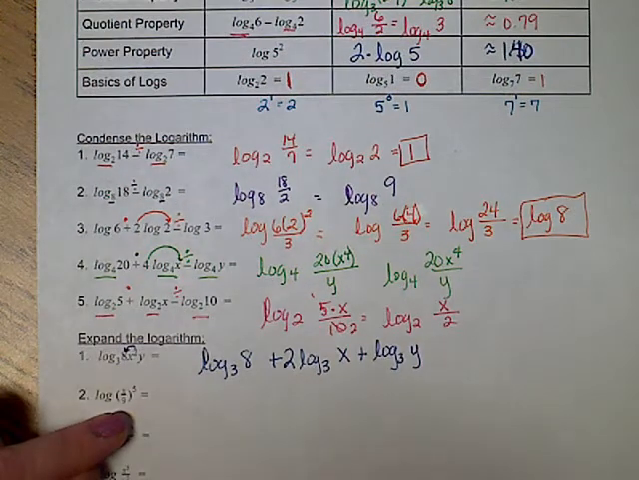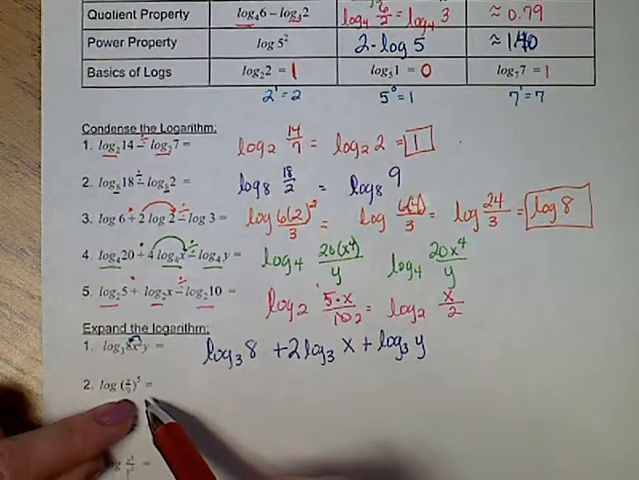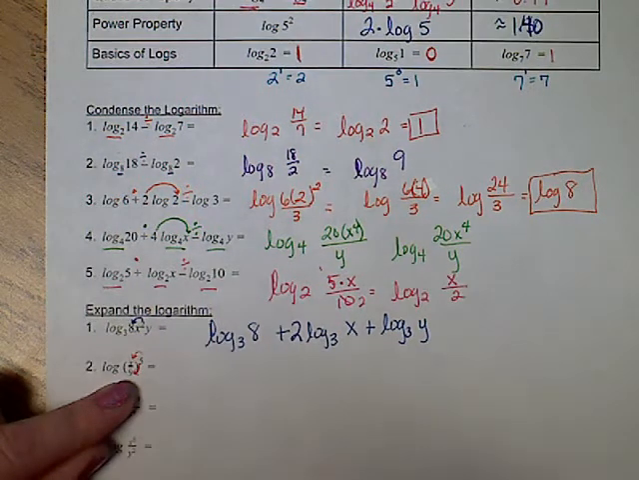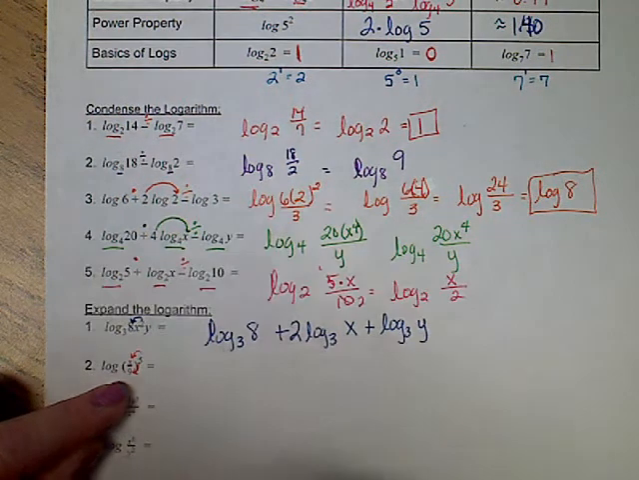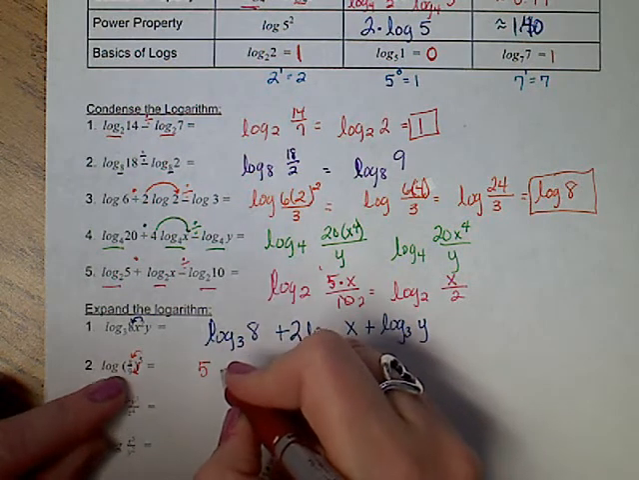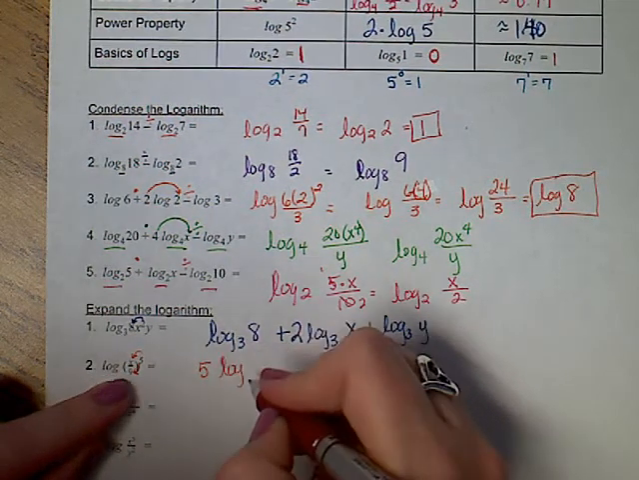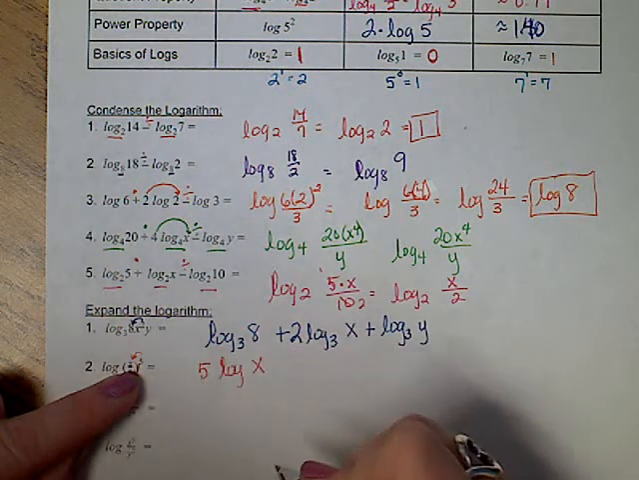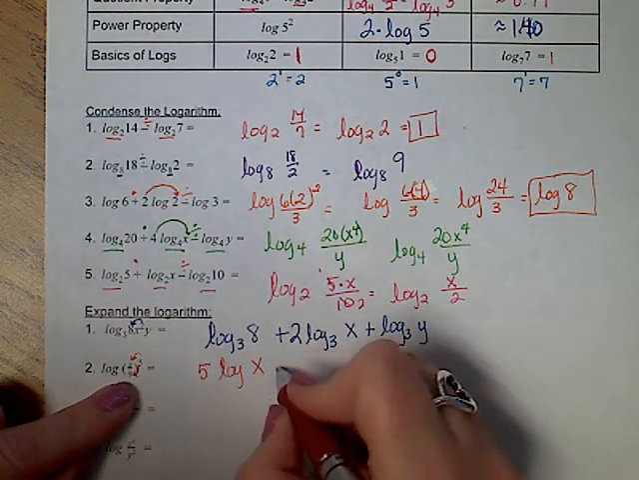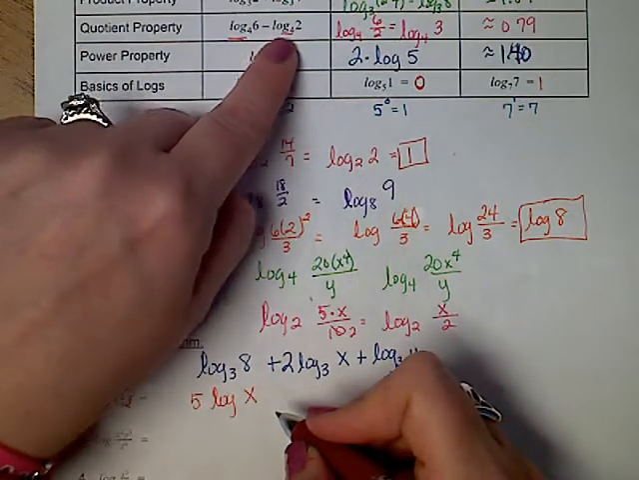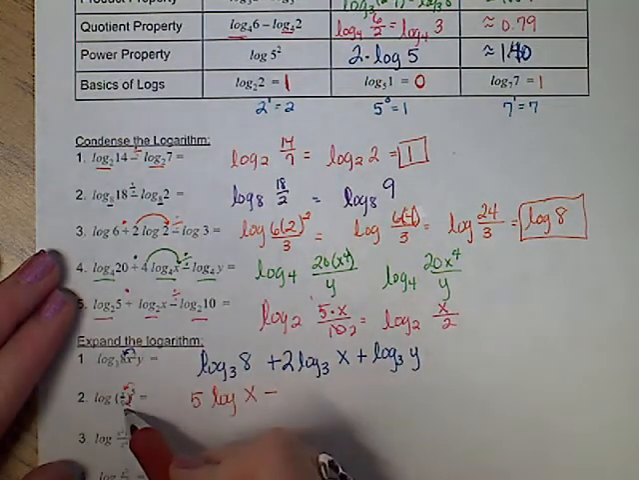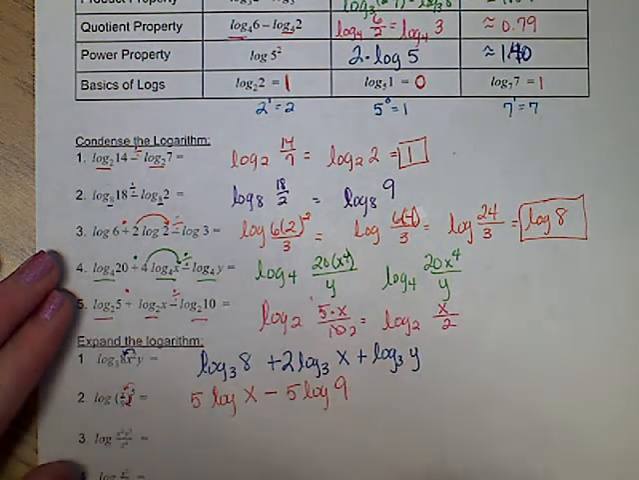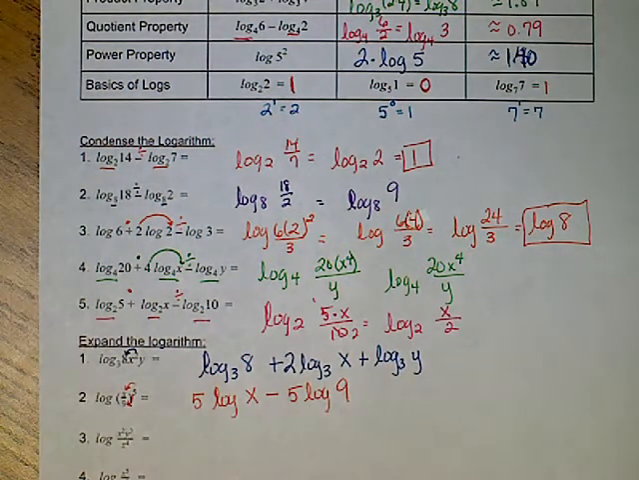So, second one. This one's really important. That 5 belongs to the x and the 9. That is an exponent to both. So we're going to say 5, because it's an exponent, it goes out front, log of x. Okay, that 5 on the x comes out front, log x. Now we've got division, so when we look up here, quotient means subtraction, so we're going to say minus. The 9 also has an exponent of 5, so we're going to say 5 log of 9. That is correctly expanding this one.